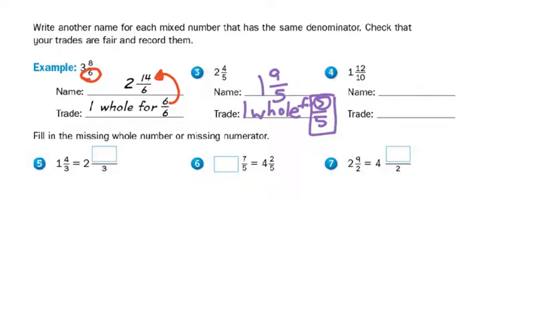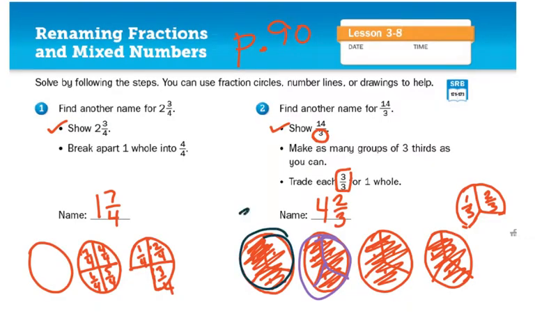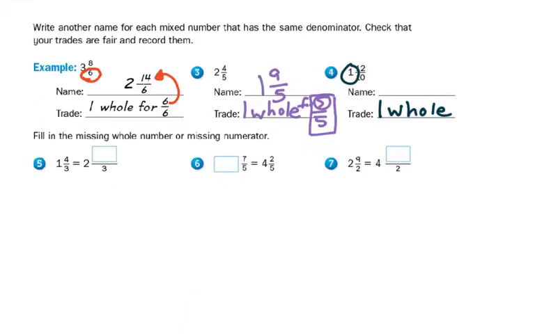Number 4, I am going to trade 1 whole, just like I did here. Remember, 3 thirds was the same as 1 whole circle. So I'm going to trade 1 whole for, my denominator stays the same, for 10/10. So if I borrowed or traded 1 whole, that would turn to 0. So I took 1 whole and made it 10/10. I'm going to add the 10 to the 12 to get 22, but my circles are still divided into 10 equal parts.